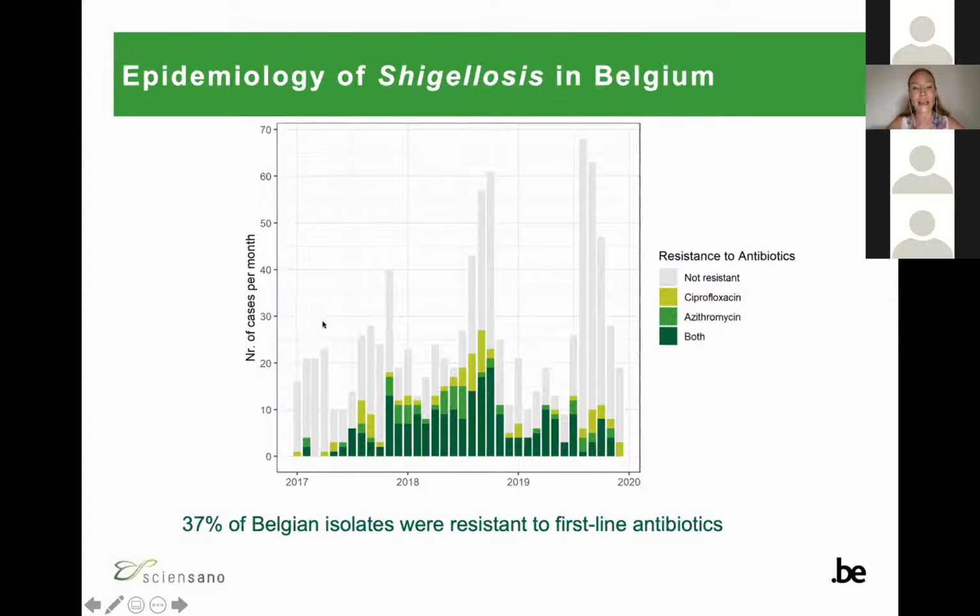As you can see in the gray curve, over the last couple of years, we had an increase in cases overall, and we also observed an increase in cases with resistance. Specifically, between 2018 and 19, there was a strong increase of cases with double resistance to both ciprofloxacin and azithromycin. And overall, across the 3 years, 37% of Belgian isolates were resistant to at least one of the first-line antibiotics.